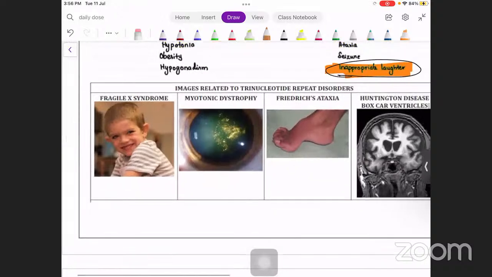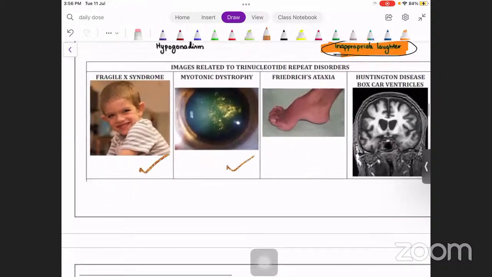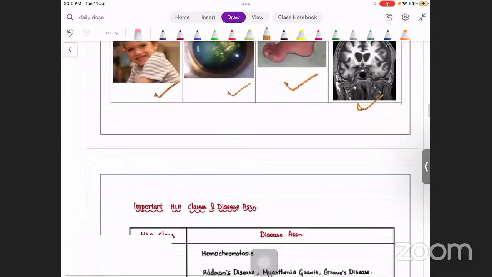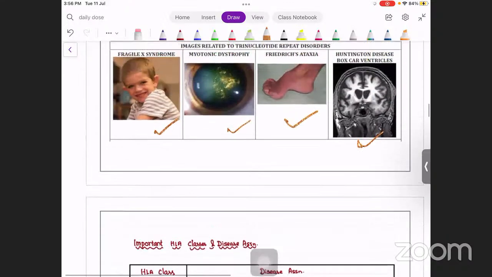This is Fragile X syndrome, myotonic dystrophy, Friedreich ataxia, and Huntington disease. For Huntington disease, you have the gross pathology image and the X-ray image together.